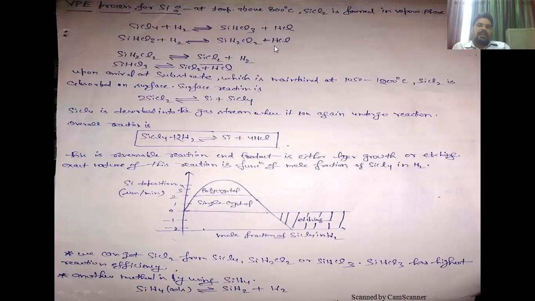You can see that hydrochloric acid is formed everywhere in the reactions. These are all intermediate reactions. The first reaction was SiCl4 reacting with hydrogen, and the overall reaction is SiCl4 reacts with hydrogen to form silicon and HCl. Hydrochloric acid is a very harmful constituent formed by this reaction, so it needs to be vented. Venting is very important in the vapor phase epitaxy process, in order to remove this HCl.